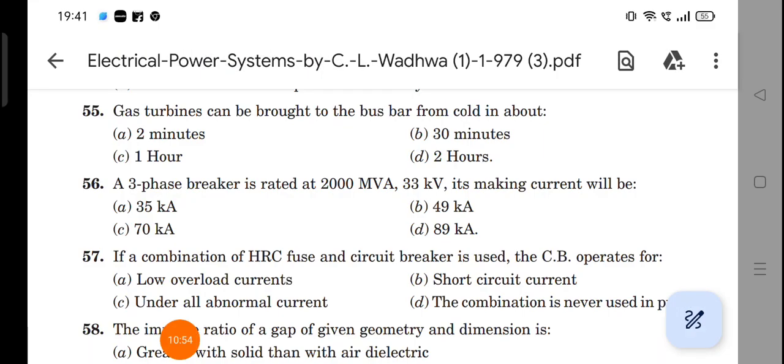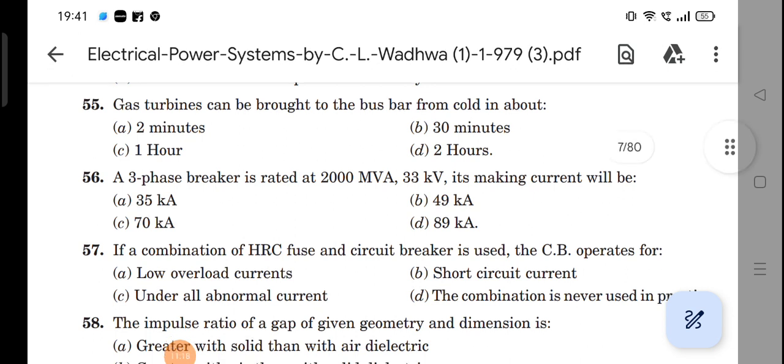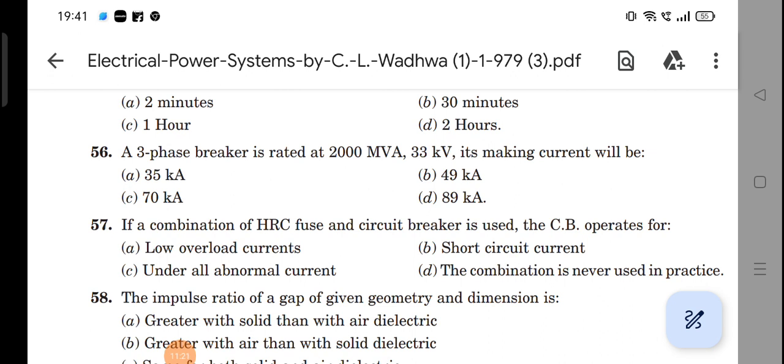Now see here, from the given options, the first option is 35 kilo ampere. If you forgot to calculate 2.55 into I symmetrical, then the first option would seem correct, but the making current formula is 2.55 times I symmetrical. If you calculate only the symmetrical current, that is also there in the options, right? Be careful about this type of problem. Second option, 49, is also not correct. Third option is 70, right? Fourth option is 89 kilo amperes. That means the fourth option is correct.